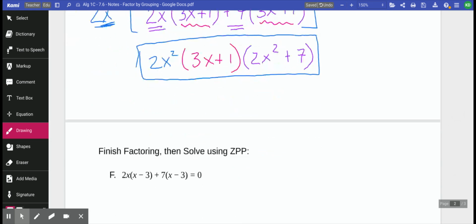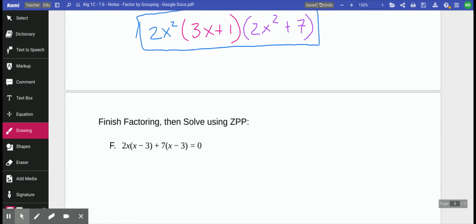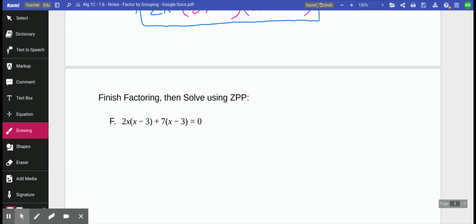Okay, the last section here is just solving using the zero product property. So remember, to use the zero product property, it needs to be fully factored. If I see something like f here, this isn't fully factored because I don't have two things being multiplied. I have something being multiplied here plus something being multiplied here, but this is not a product yet. I don't have two things being multiplied together.